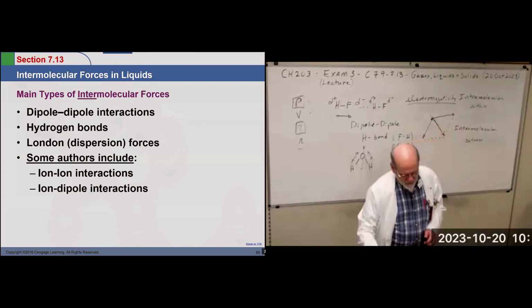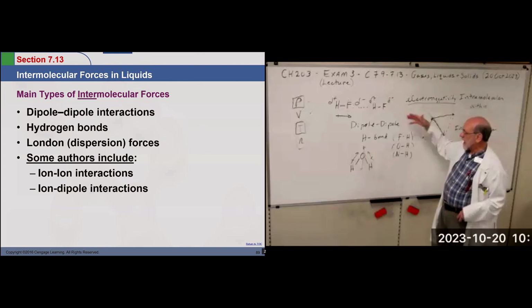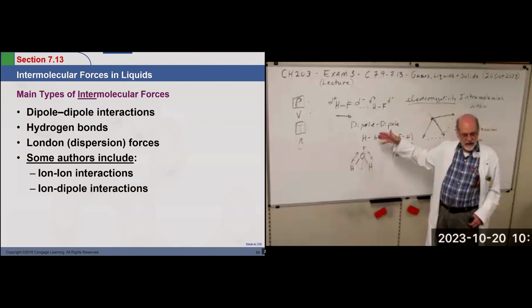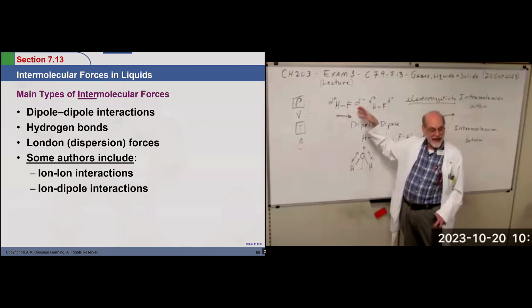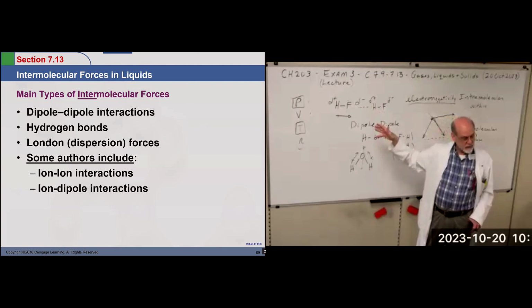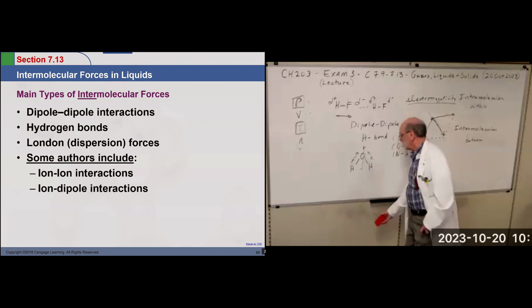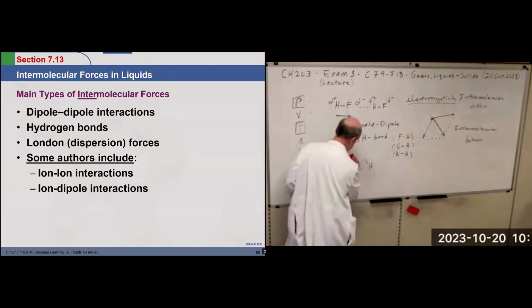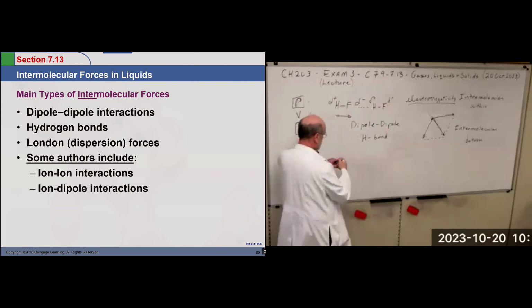Okay. Hydrogen bonds, London dispersion forces. Dipoles and hydrogen bonds are permanent. They're based upon the structure of the molecule and the atoms that make it up. London dispersion forces are temporary, but we know they exist. All right, so let's see. Make room for London dispersion.